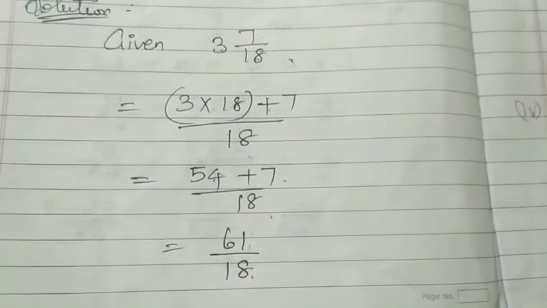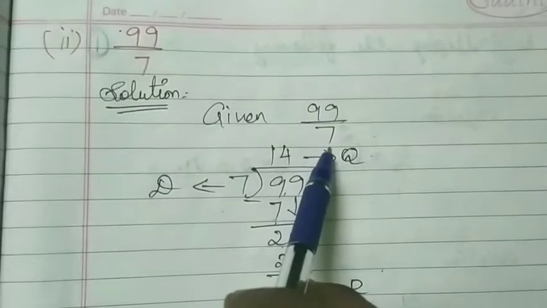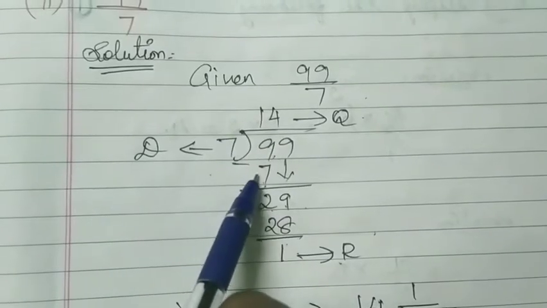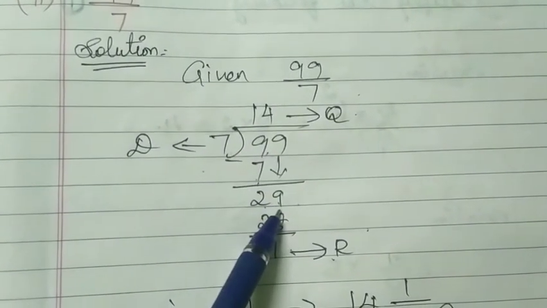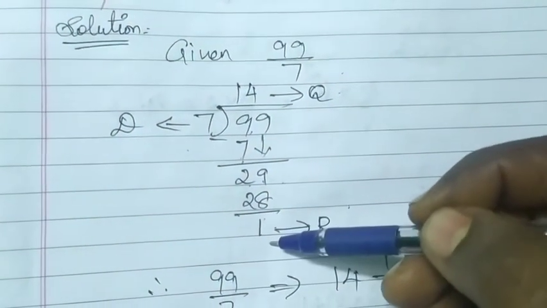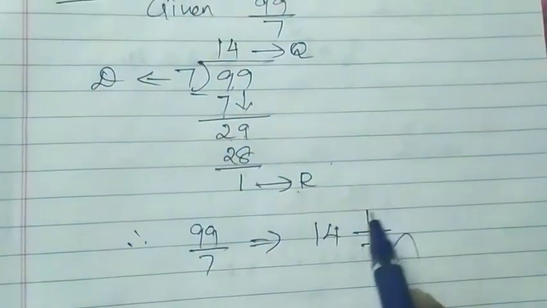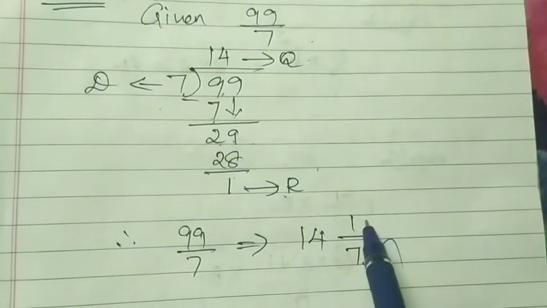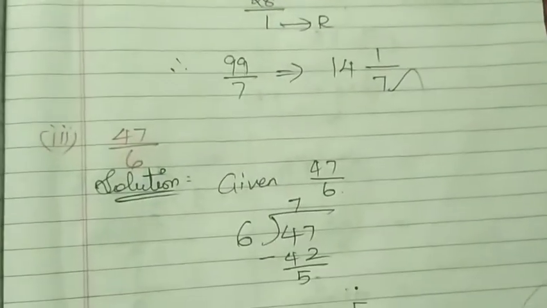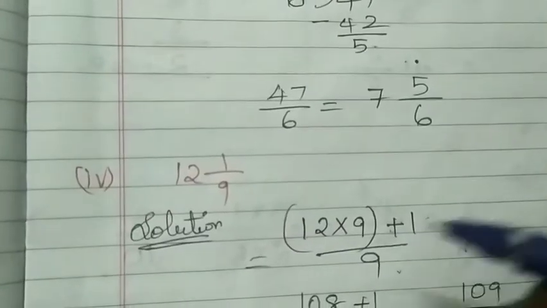See the next number, the second one, 99 by 7. First we need to divide 99 by 7. 1 7 is 7, so the remaining is 2. Next we take the second digit, 9. 4 7s are 28. 29 minus 28, we get 1. This is the remainder and quotient. The quotient becomes the whole number, 14. The remainder 1 comes in the numerator, and 7 is the denominator. So 14 1 by 7 is the answer. Go to the next one, with the same method, 47 by 6. Try this.